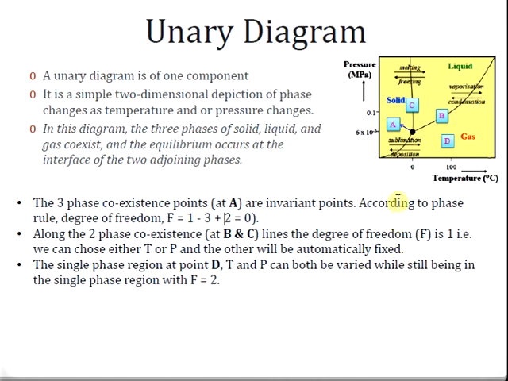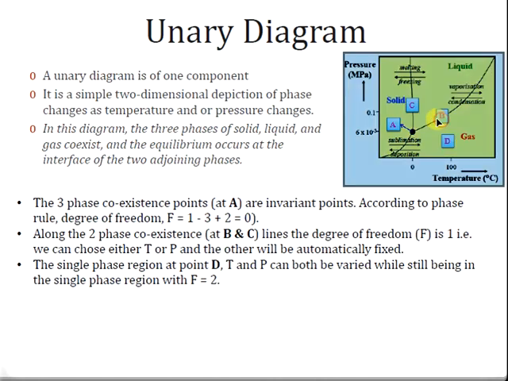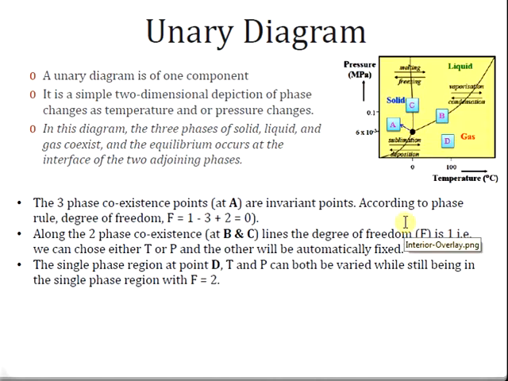Also in this diagram, you can see there are two phase coexistences. For example, at points B and C, there are two phases. At B, the liquid and gaseous states are found to be in equilibrium, whereas at C, the solid and liquid phases are found to coexist in equilibrium.